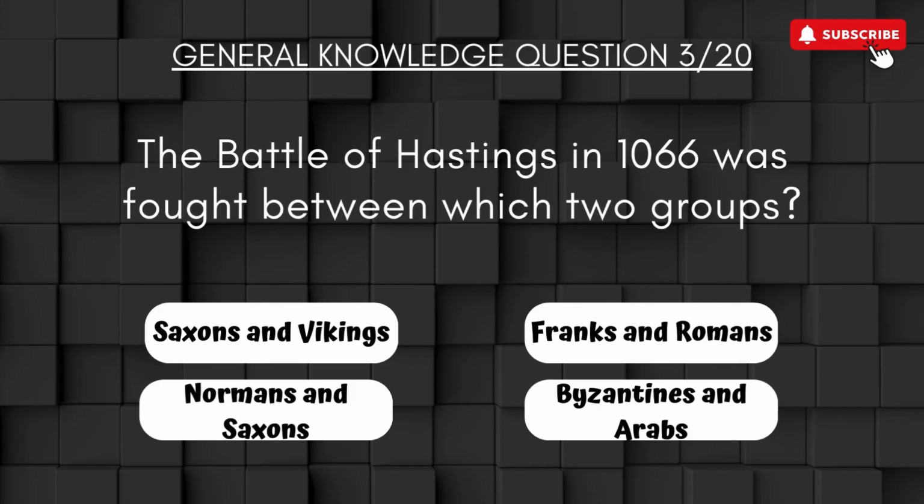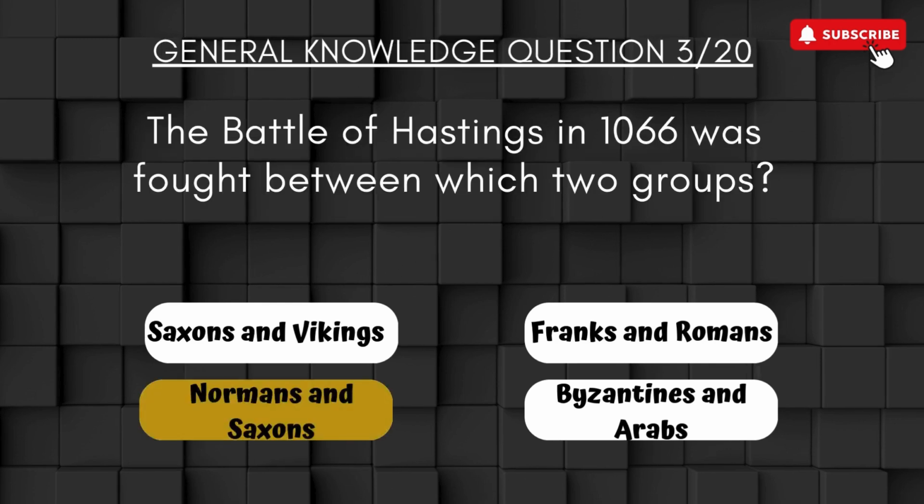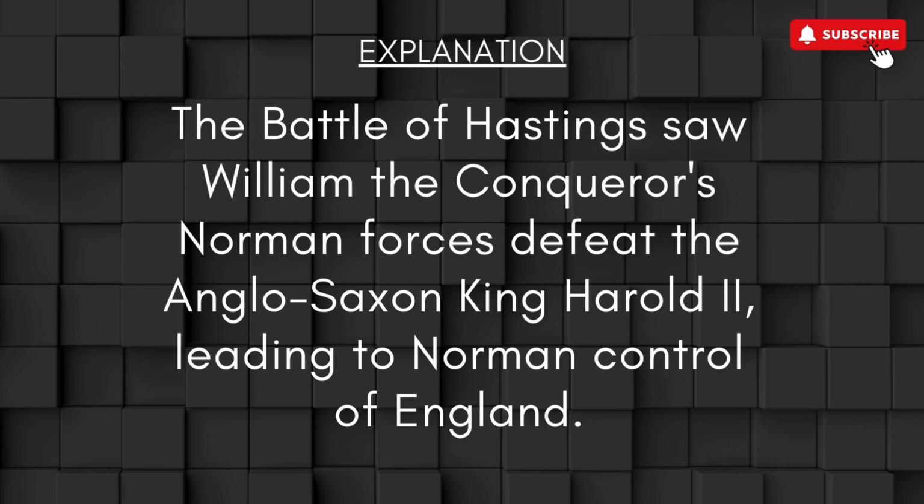The Battle of Hastings in 1066 was fought between which two groups? The Battle of Hastings saw William the Conqueror's Norman forces defeat the Anglo-Saxon King Harold II, leading to Norman control of England.